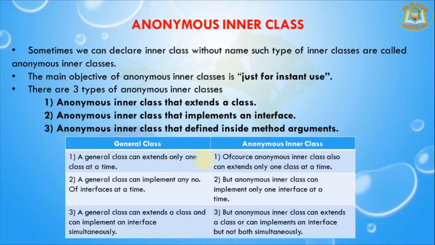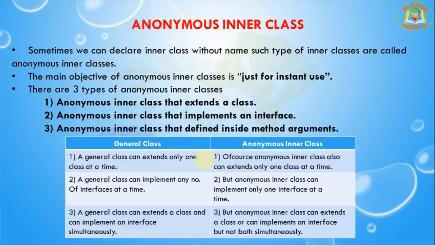A general class can implement any number of interfaces at a time, but anonymous inner classes can implement only one interface at a time. A general class can extend a class and implement an interface simultaneously, but anonymous inner classes can either extend a class or implement an interface, but not both simultaneously. It's not possible to extend and implement at a time in anonymous inner classes. These are the main differences between general classes and anonymous inner classes.